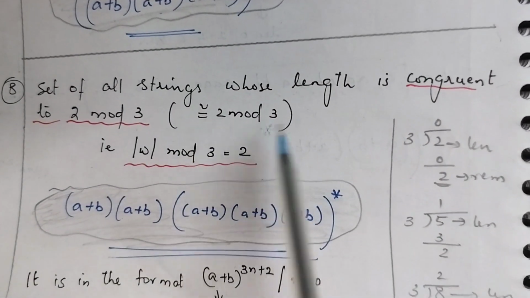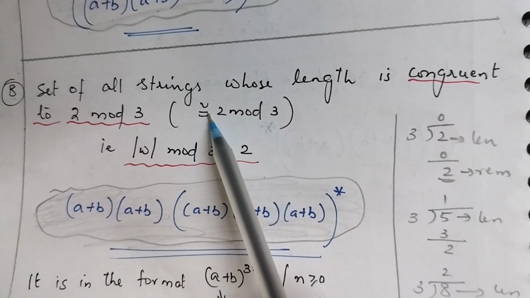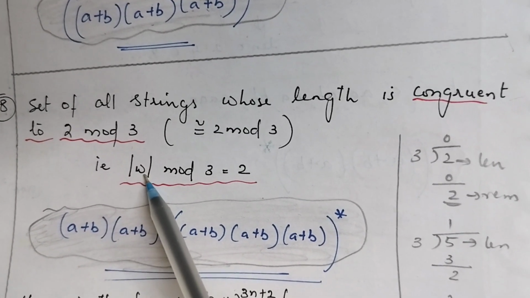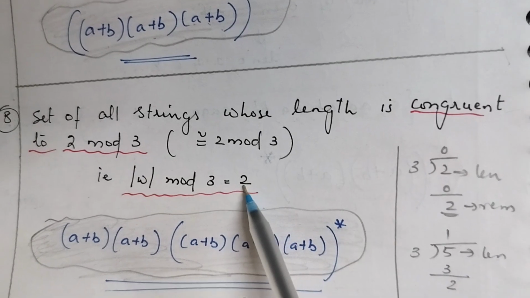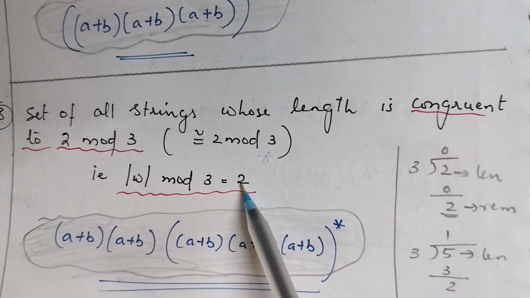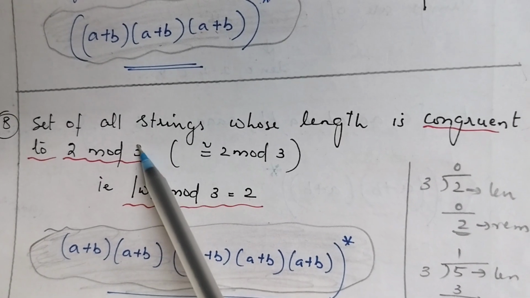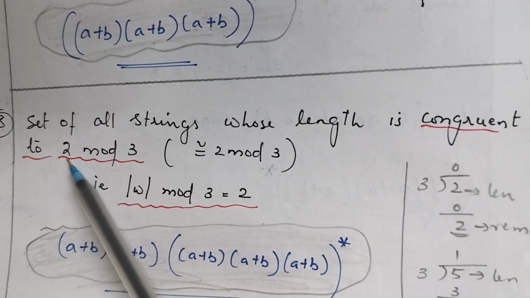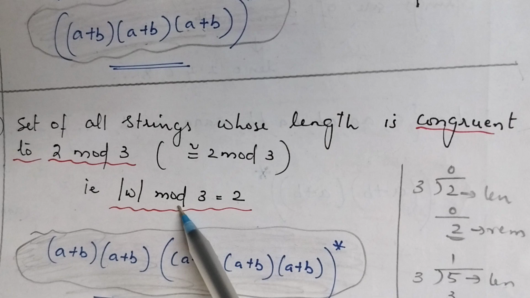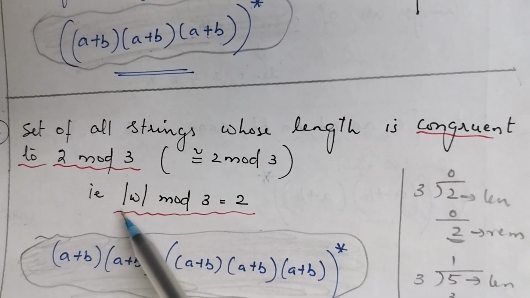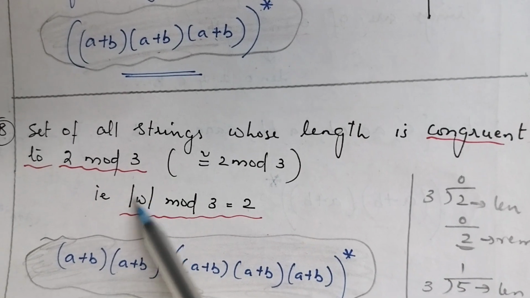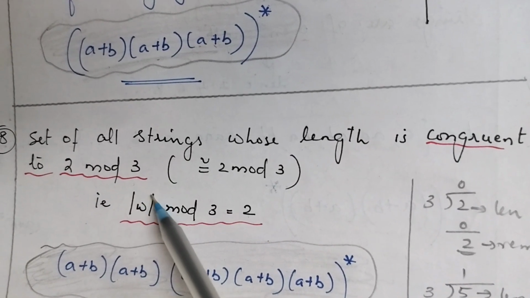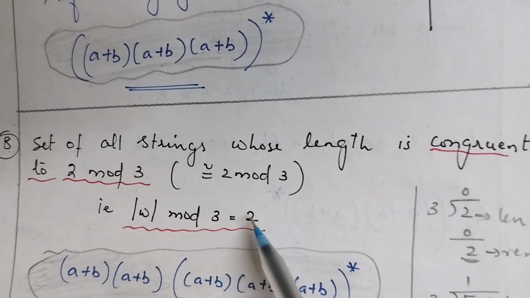Next problem: the set of all strings whose length is congruent to 2 mod 3. If we divide the string length by 3, we will get remainder 2. We can write it like this also: |w| mod 3 equals 2. Here w is a string and |w| indicates the length of the string. If we divide the length of the string by 3, we will get the remainder 2.